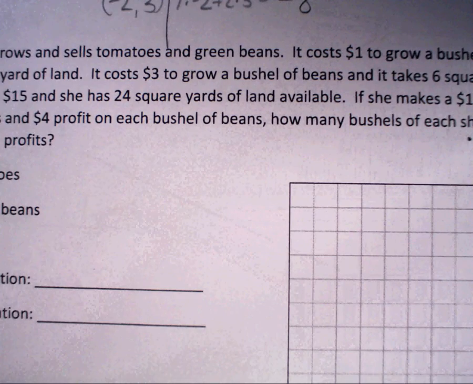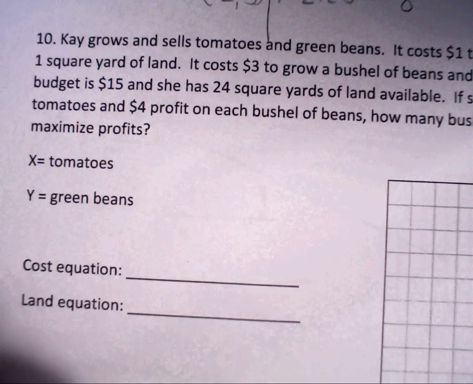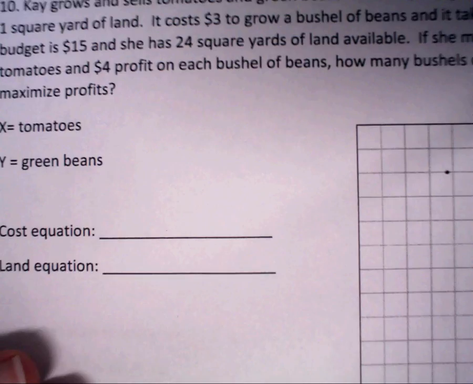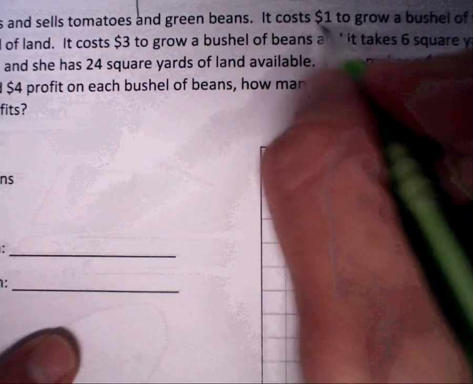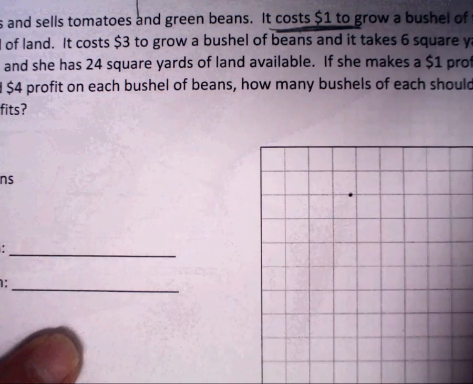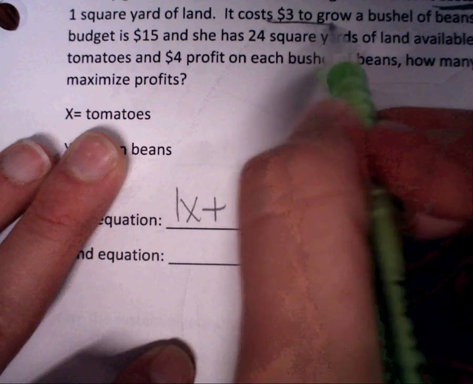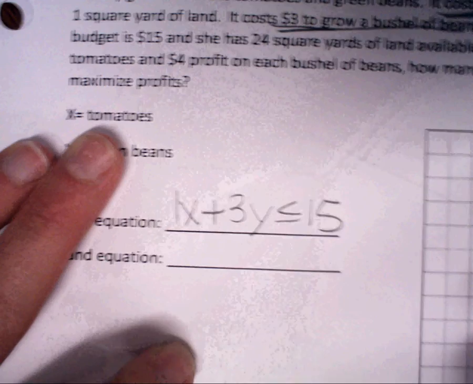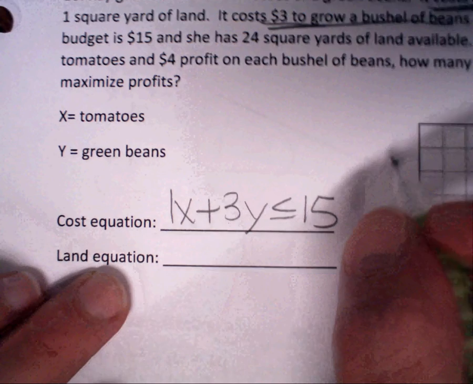Alright, so on the last one, Kay is growing and selling tomatoes and green beans. So you can see that I already defined the tomatoes and green beans. So what we're going to do is write an equation for what it costs her to grow the bushes of tomatoes and green beans. So if tomatoes is x, we can see that it costs her $1 for tomatoes. So it's going to be 1x plus 3 for green beans, 3y, is less than or equal to $15, because that's all she can afford is the $15.